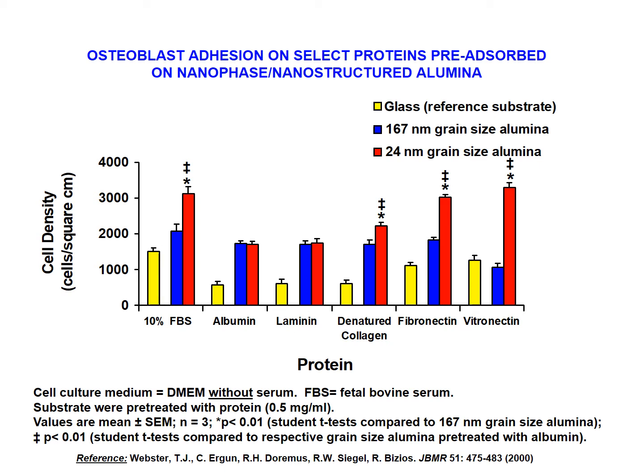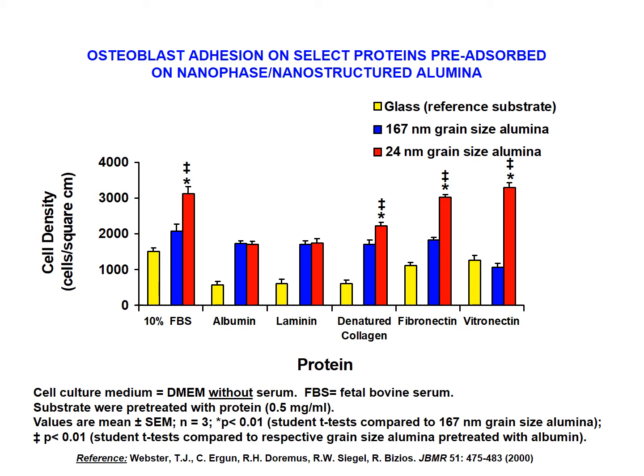On this graph, the blue bars illustrate the results obtained when osteoblasts adhere on the conventional ceramics. The red bars represent the results obtained when osteoblasts adhere on the nanostructure ceramics. When 10% bovine serum was used, the osteoblasts adhere in larger numbers, as the red bar shows, under 10% FBS. The osteoblasts preferred adhering on the nanostructure alumina.